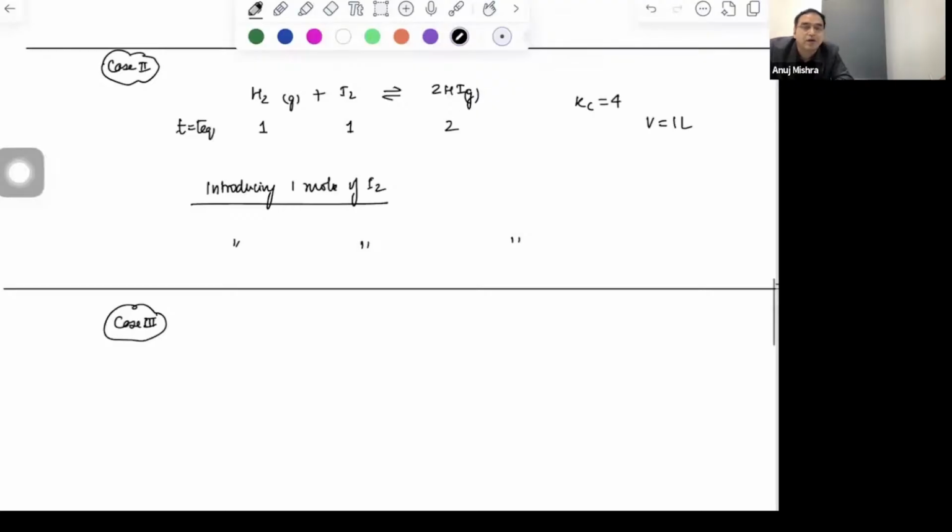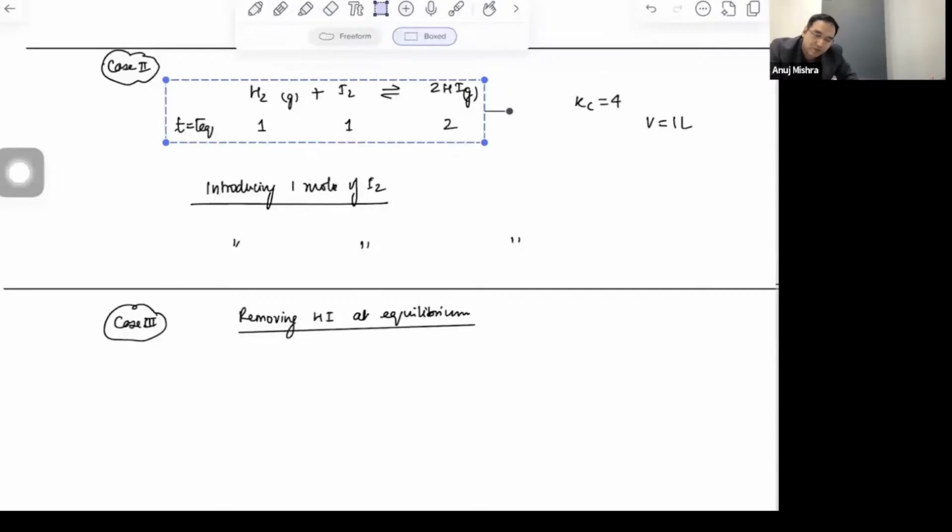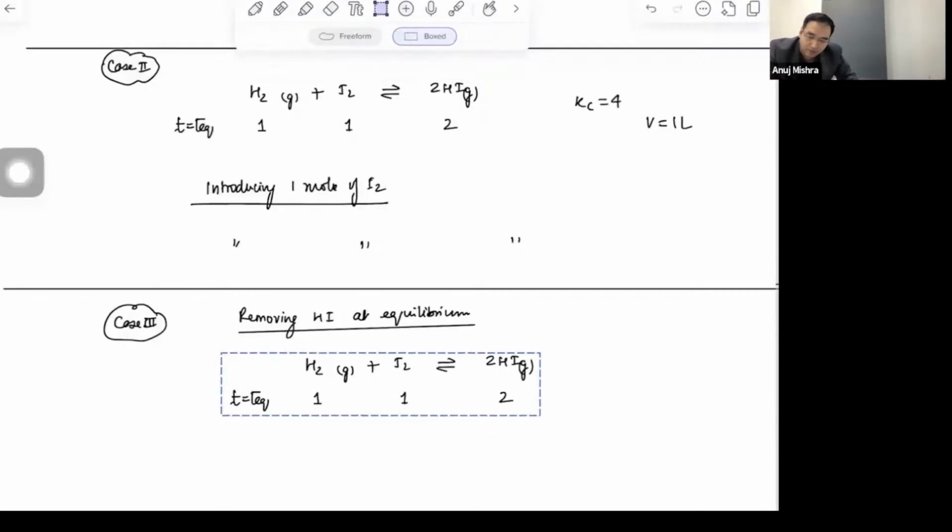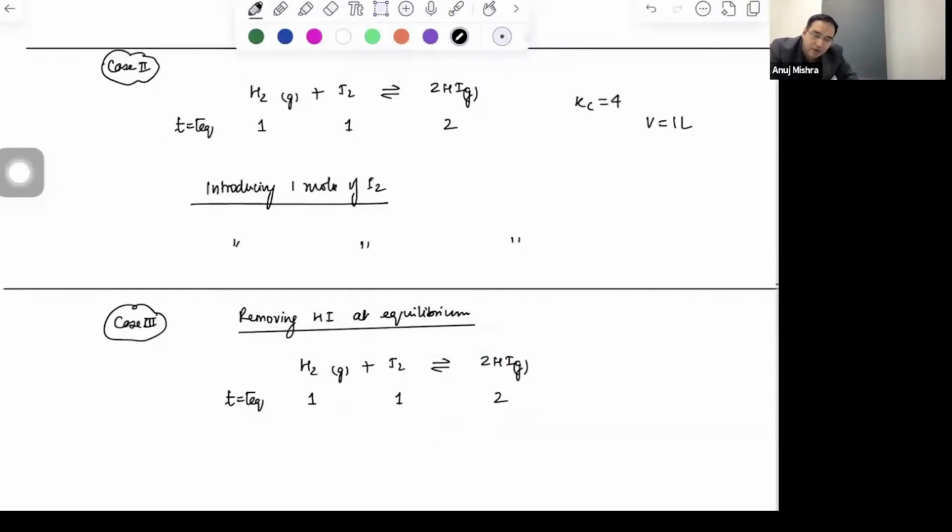Third case is, if I ask a question, we are removing HI at equilibrium. अब क्या होगा बताओ? आप equilibrium पे HI को remove कर रहे हो, तो आपको लिखना पड़ेगा फिर से. We'll just write this expression. So we'll say equilibrium is no more. I have removed, let's say, X unit.